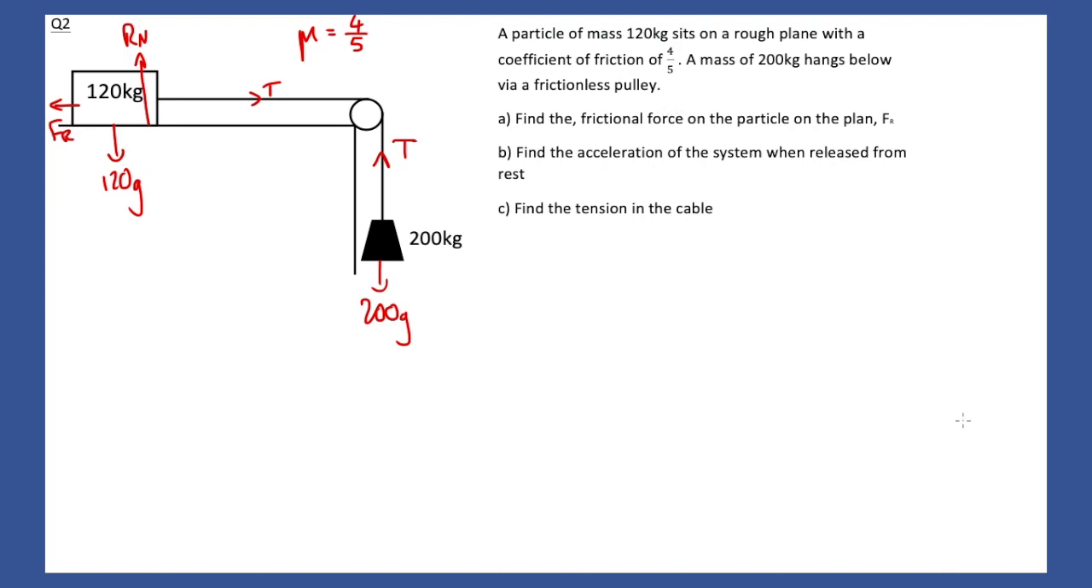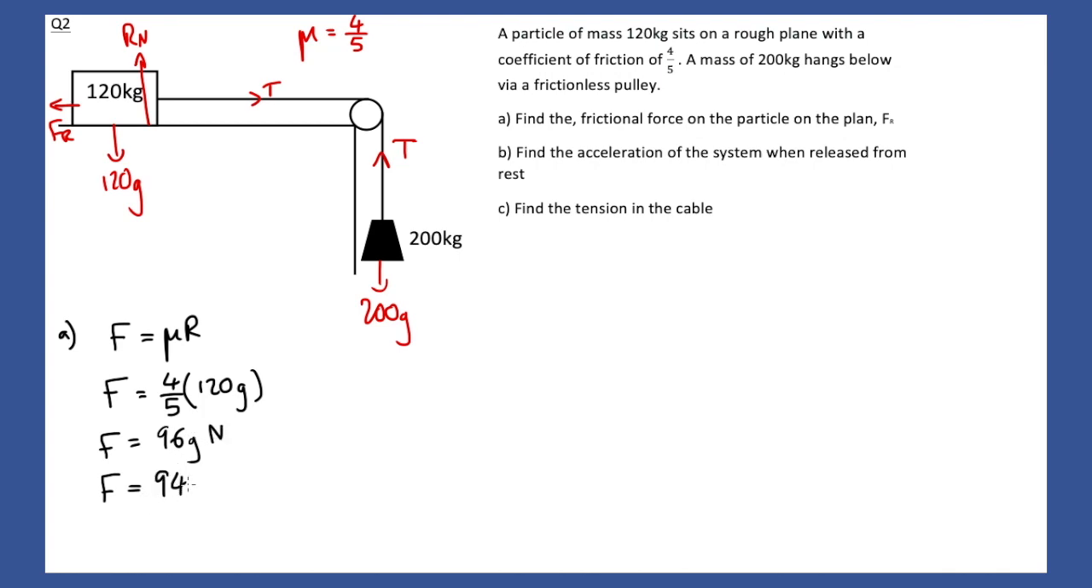So the first thing is to find the frictional force. Remember that F equals mu, the coefficient of friction, times the normal reaction force. So F equals 4/5 of the normal reaction force of this particle, which is 120g. 120 times 4/5 is 96. So our frictional force is 96g, or 940.8 newtons.